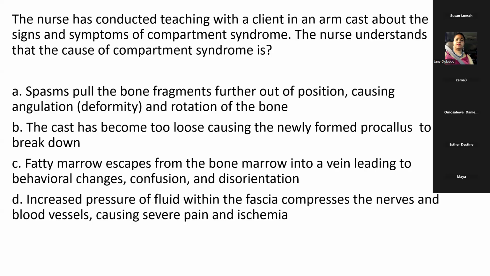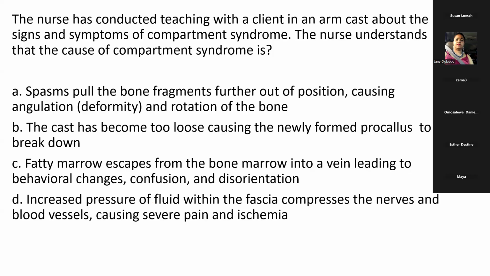What is the procallus? I'm not sure. So once that hematoma develops, you're going to form a little procallus, which is a little bridge in that bone, okay? The reason why we put a cast on it is because that bridge isn't strong enough yet for us to use that body part. And if we try to use it, it's going to damage it. So the cast keeps us from doing that.